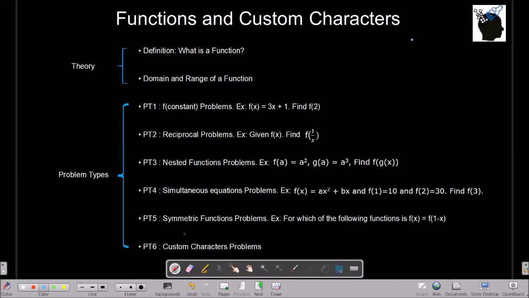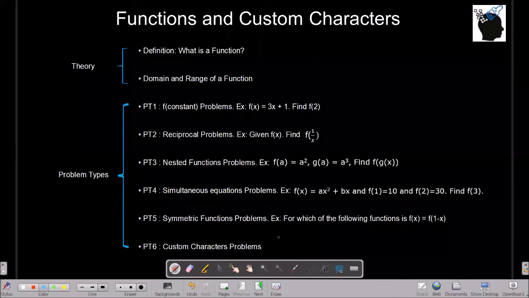The fifth one is on symmetric functions problems. Example, for which of the following functions is f of x equal to f of 1 minus x. And the last one is on custom character problems. So let's start with the definition of functions.